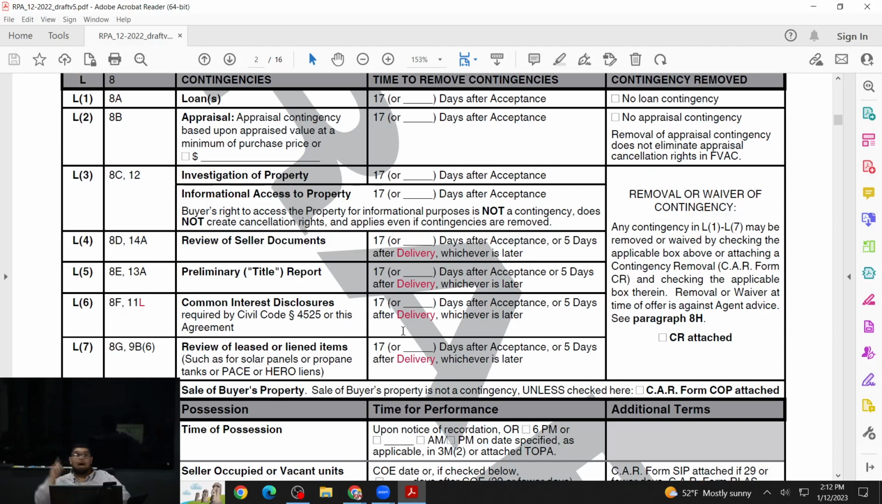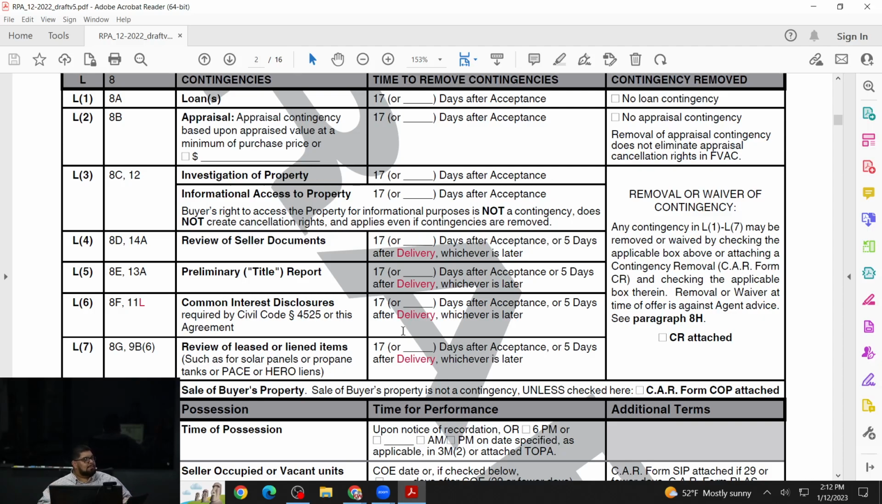Alarm systems is a big one. Also, what is it, Ceci? Propane tank. Propane can be a leased item. Water softeners can be a leased item. Solar panels, solar chargers for electric cars, that could be a leased item. Anything that does not belong to you. What does lease mean? You're renting the item.